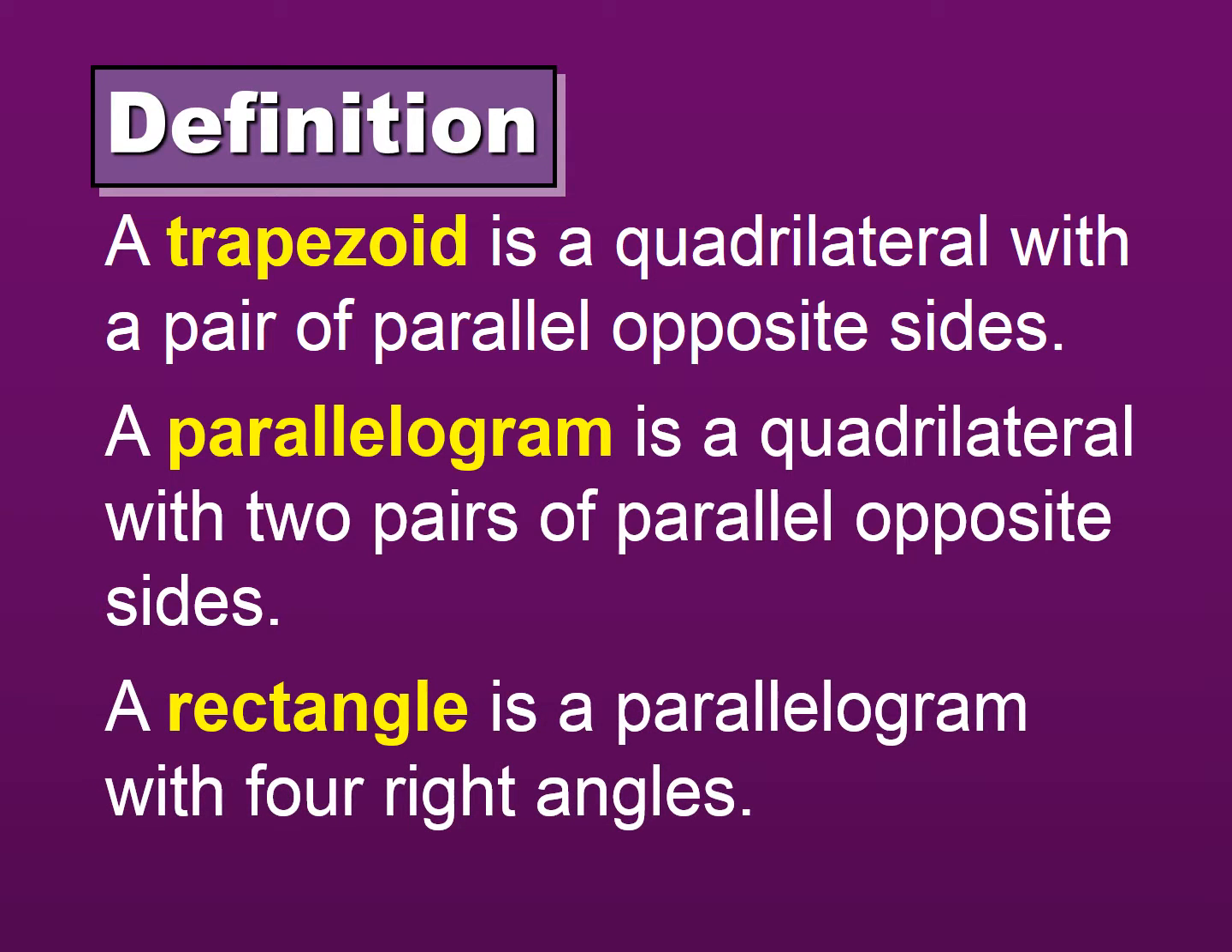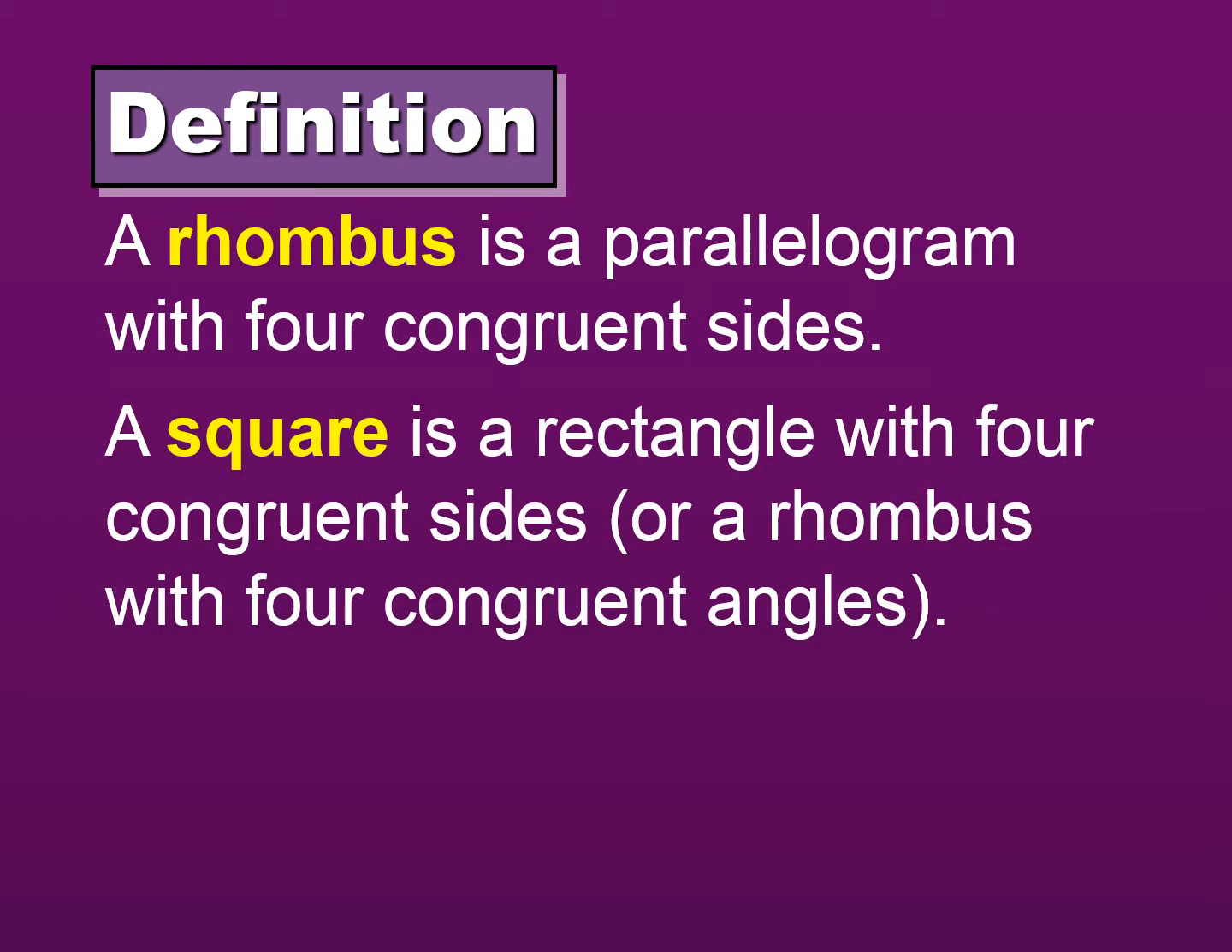Then your parallelogram becomes a rectangle if all your angles are right angles, or 90 degrees. And your parallelogram will become a rhombus if all your sides are congruent. So a rhombus doesn't necessarily have to be 90 degrees. It can have any angle. It just has all four congruent sides, and those have to be parallel sides. Now, if you have a rhombus with four congruent angles and four congruent sides, or a rectangle with four congruent sides, you're going to have a square.